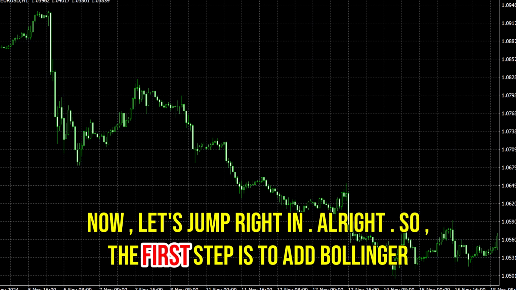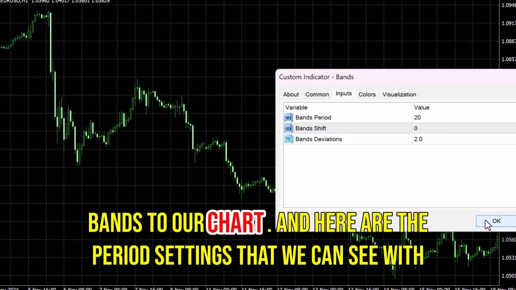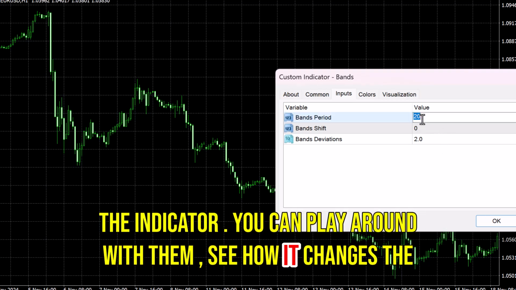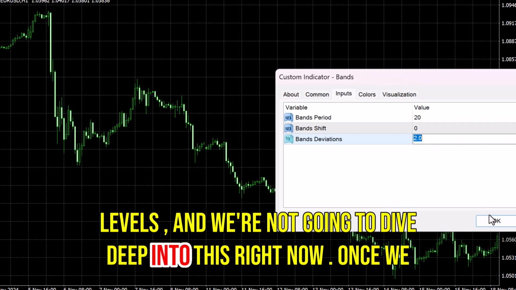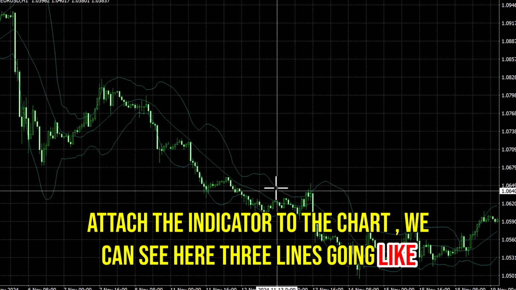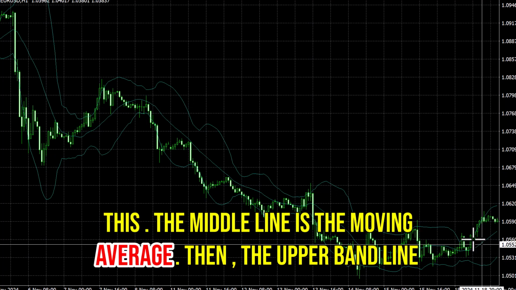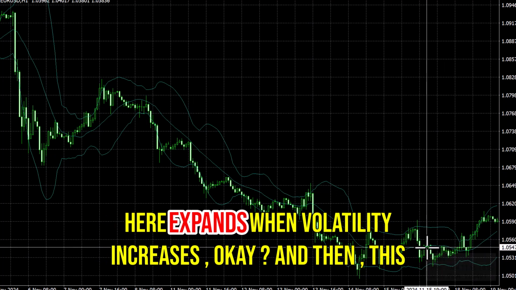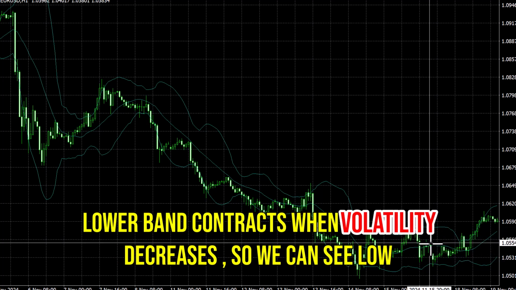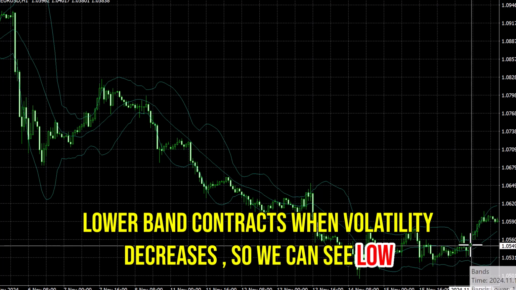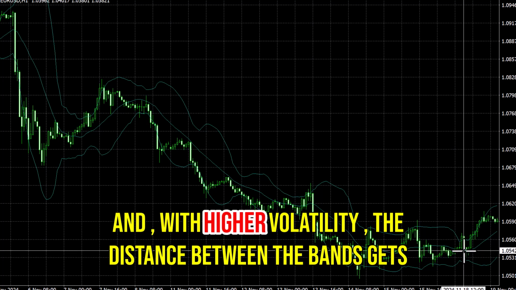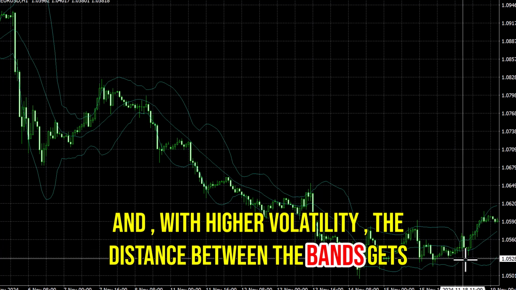Alright, so the first step is to add Bollinger Bands to our chart. And here are the period settings that we can see with the indicator. You can play around with them, see how it changes the levels, and we're not going to dive deep into this right now. Once we attach the indicator to the chart, we can see three lines. The middle line is the moving average. Then, the upper band line expands when volatility increases, and the lower band contracts when volatility decreases, so we can see low volatility here, and these bands are pressing close together. And with higher volatility, the distance between the bands gets bigger.